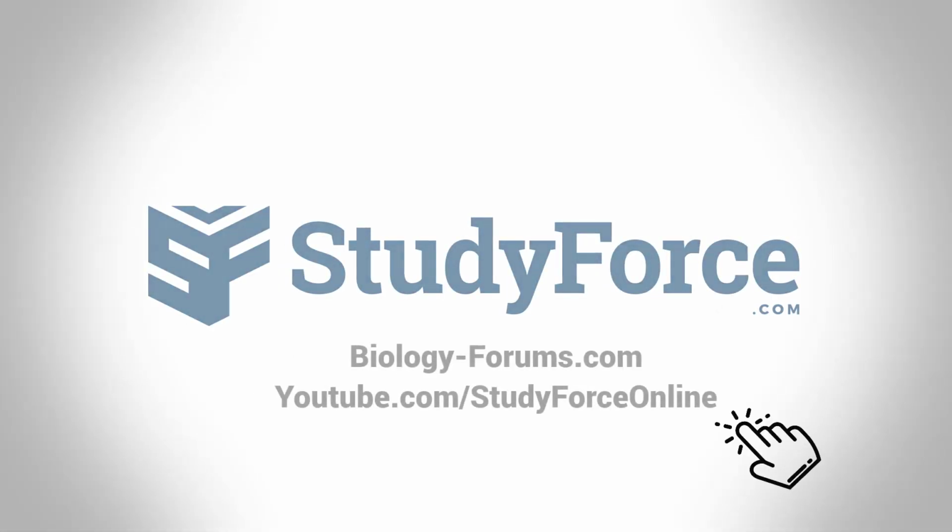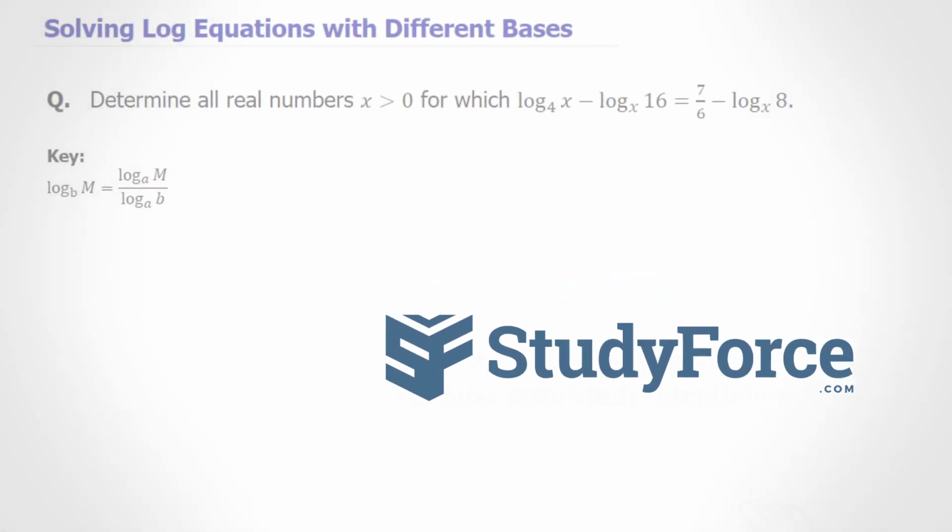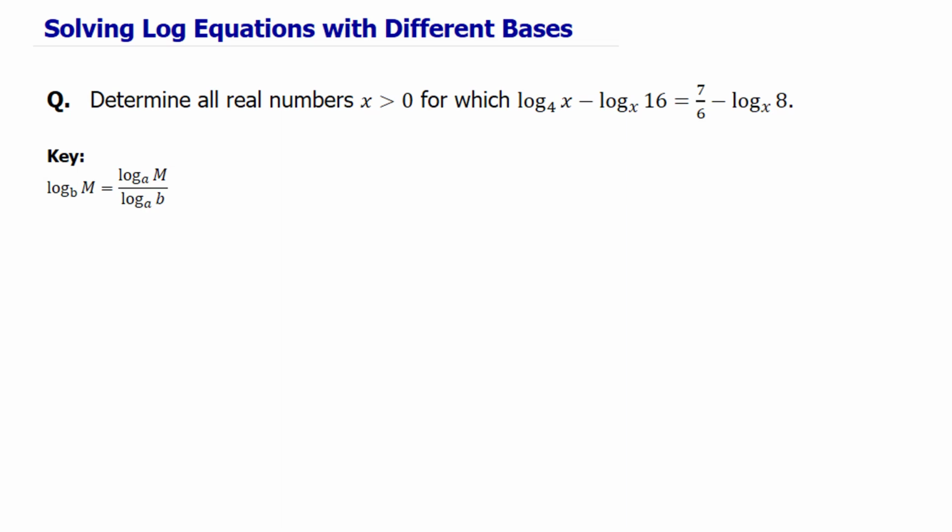In this video, I'll show you how to solve logarithmic equations with different bases. This question is asking us to determine all real numbers x, where x is greater than 0, for which we have this equation. Notice that here we have log of base 4, log of base x, and log of base x. So how do we solve an equation with logarithms of different bases?